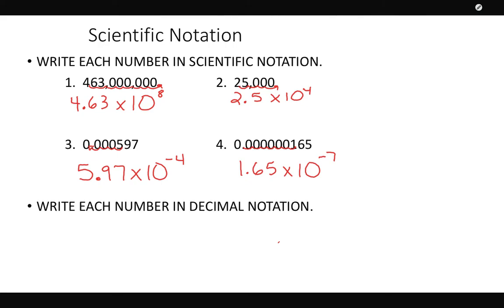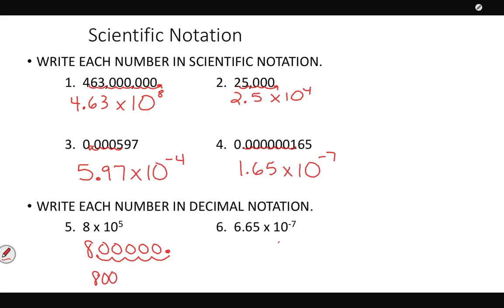So now we're going to write a number into standard notation or decimal notation. So here we have 8 times 10 to the 5th. So remember, 8, the decimal would be there. We have to move it 1, 2, 3, 4, 5 places. And then we put zeros into those spots. So that's the number 800,000. So we want to clean it up a little bit. It'd be 800,000.